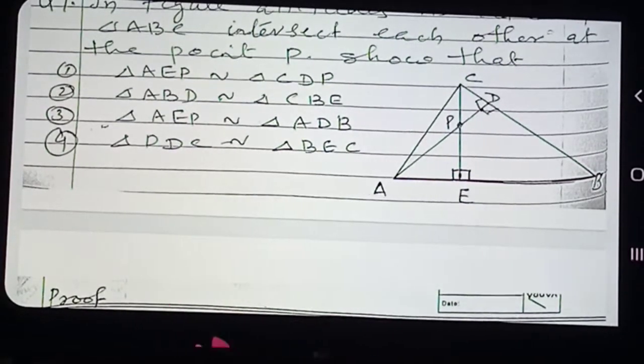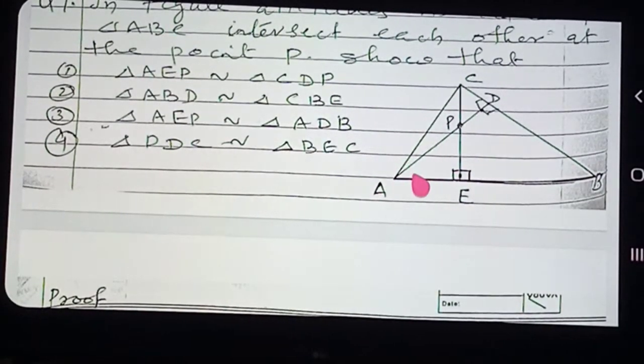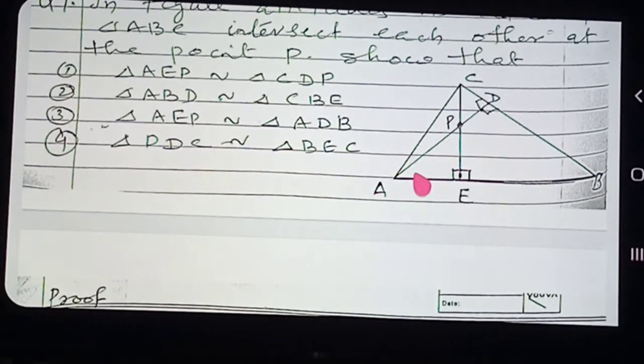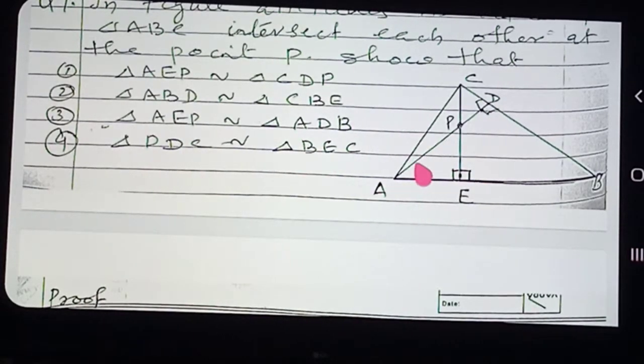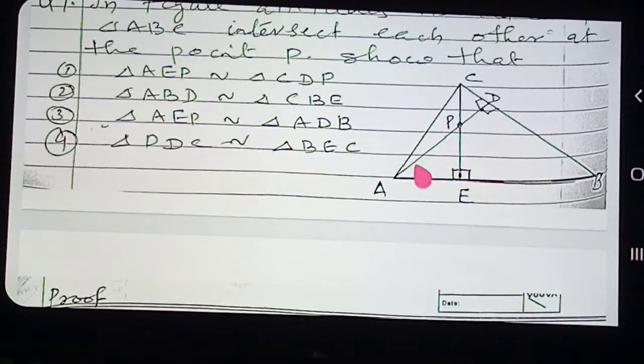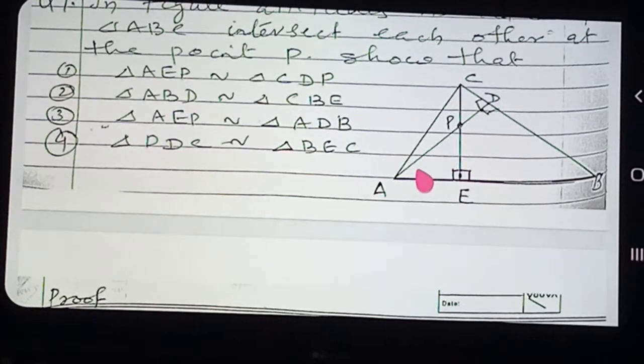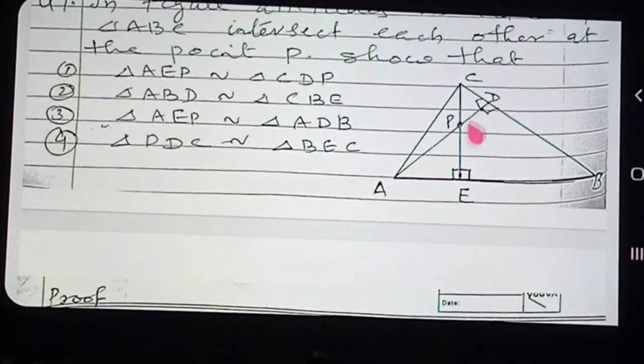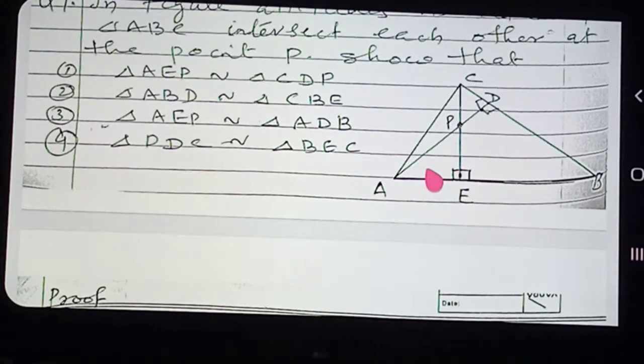Here also, which angle is common? Angle A is common in AEP and ADB, this much portion which I pointed. The whole angle is not coming, only this one. So in AEP and ADB, this angle is common. Then in AEP, what about this angle? 90 degrees. And in ADB, what about this angle? 90 degrees. Therefore, by the AA similarity rule, triangle AEP and triangle ADB are also similar.